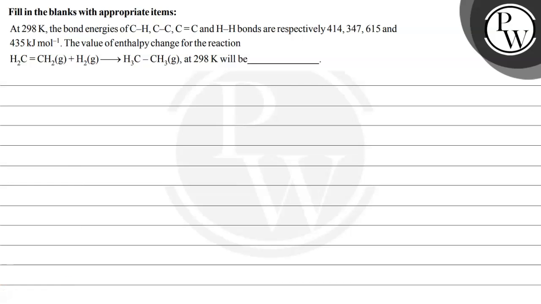So the question says at 298 Kelvin, the bond energies of C-H, C-C, C=C and H-H bonds are respectively 414, 347, 615 and 435 kilojoule mole inverse. The value of enthalpy change for the reaction CH2=CH2 gas plus H2 gas giving CH3-CH3 gas at 298 Kelvin will be.